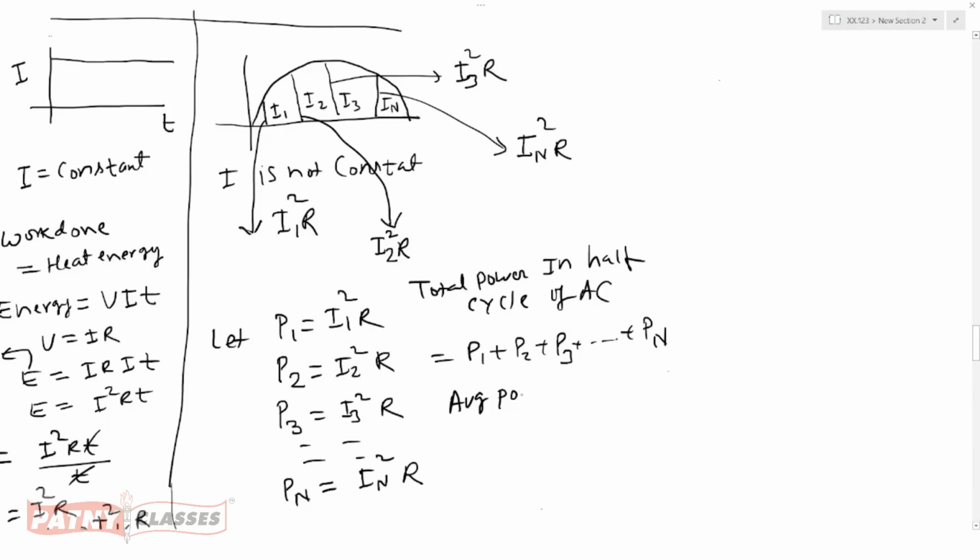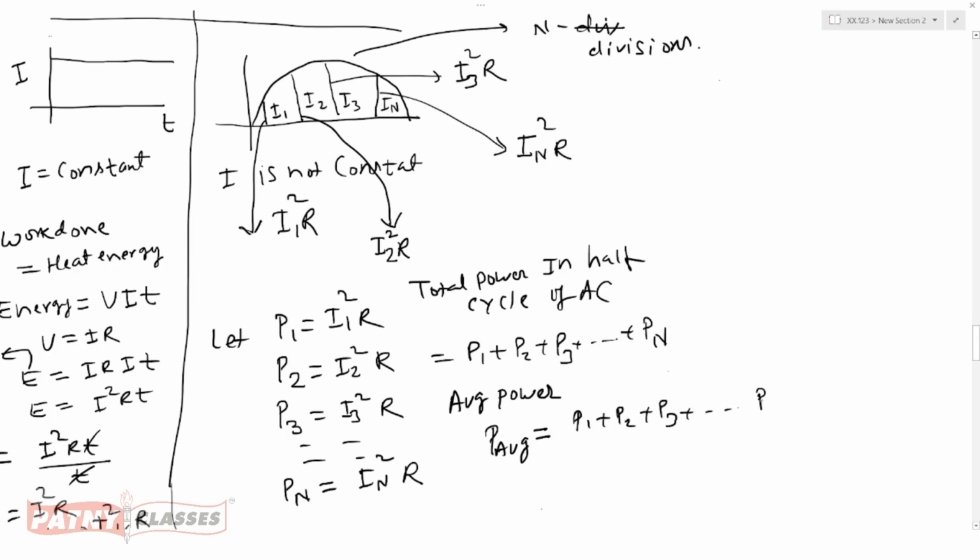So we need to calculate average power. So average power, that is P average. P average is nothing but how many divisions? There are N divisions. Therefore, average power P average equals P1 plus P2 plus P3 and so on Pn divided by N. This will provide us P average power.